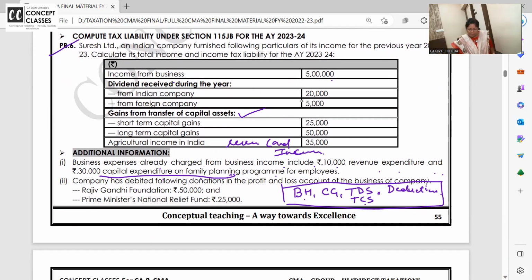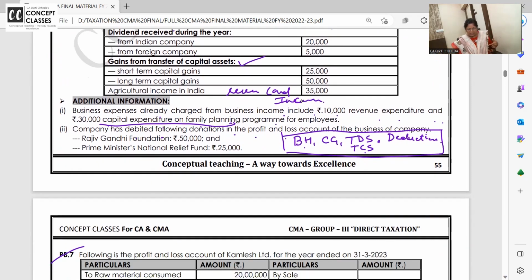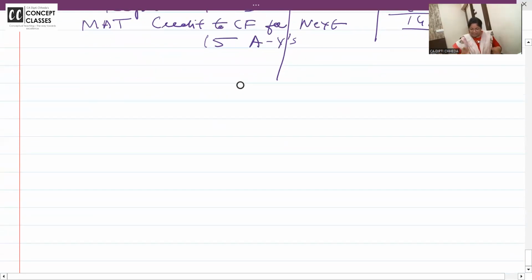And then the company has debited donations in the P&L account. For MAT, will you add back these donations? Rajiv Gandhi Foundation and all, the answer is no. For income tax, yes. Gandhi family is covered at 50%, and Prime Minister's National Relief Fund, Communal Harmony Fund and all that, 100% direct. Okay, chalo. Don't worry, I'm taking this slightly advanced level problem. Ma'am, deductions this deep will surely come. Chalo.